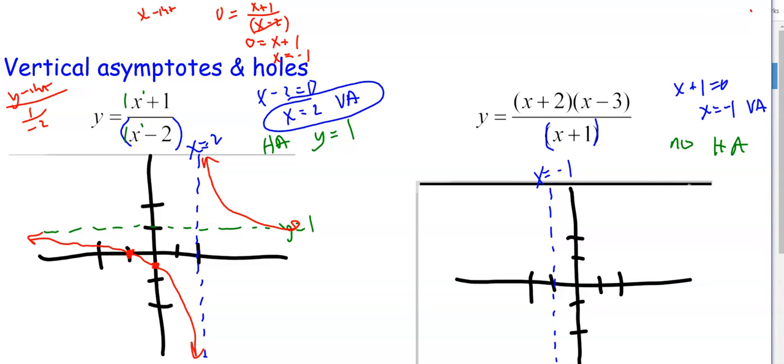Okay, so for this one, we've got to find the intercepts, right? The intercepts should help us a bunch on this one. We'll see what happens. To find the y-intercept, plug in x equals 0. So if x is 0, y equals 2 times negative 3 divided by 1, which is negative 6. So, oh wow, I'm going to try to make these tick marks a lot smaller. So 1, 2, 3, 4, 5, 6.